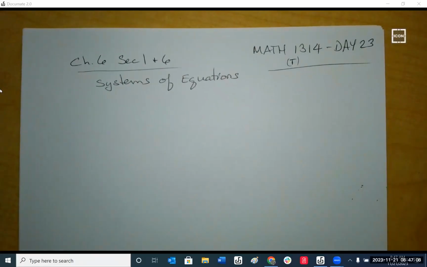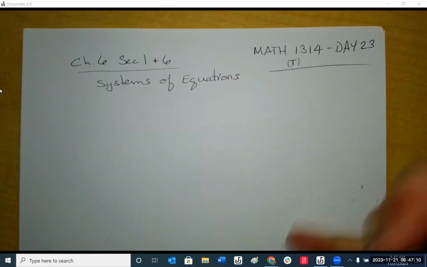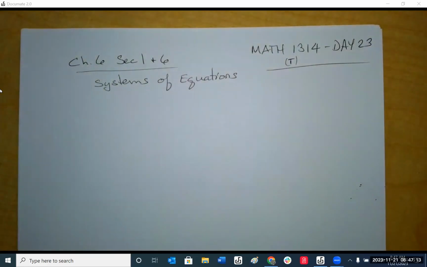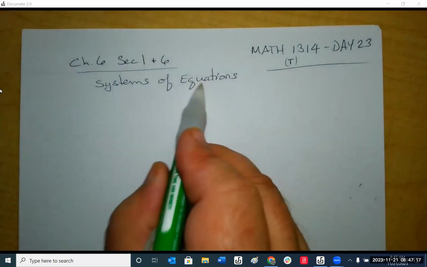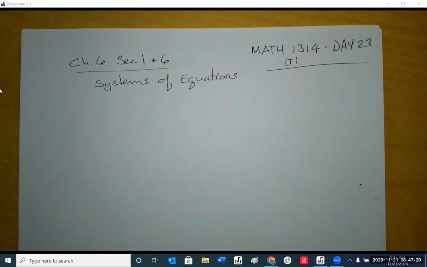Good morning. Let's go ahead and finish up the semester. What we have here now, we'll just have to do chapter 6. There's only two sections, section 1 and section 6. They both deal with solving what are called systems of equations.